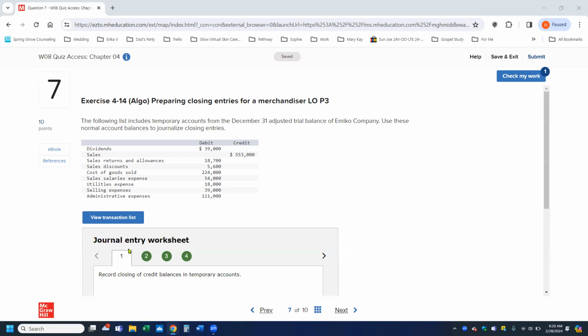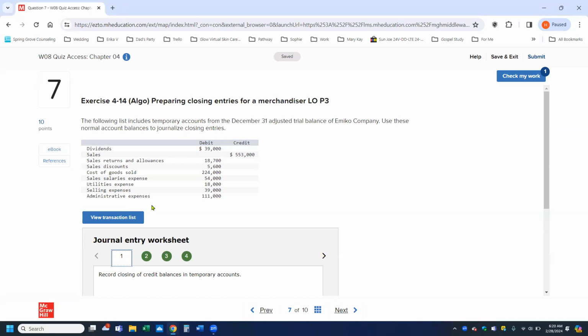So looking at the worksheet, the first entry is to close out the credit balances. The second is to close out the debit balances. Third is to close the income summary account, and the fourth is to close the dividends account.